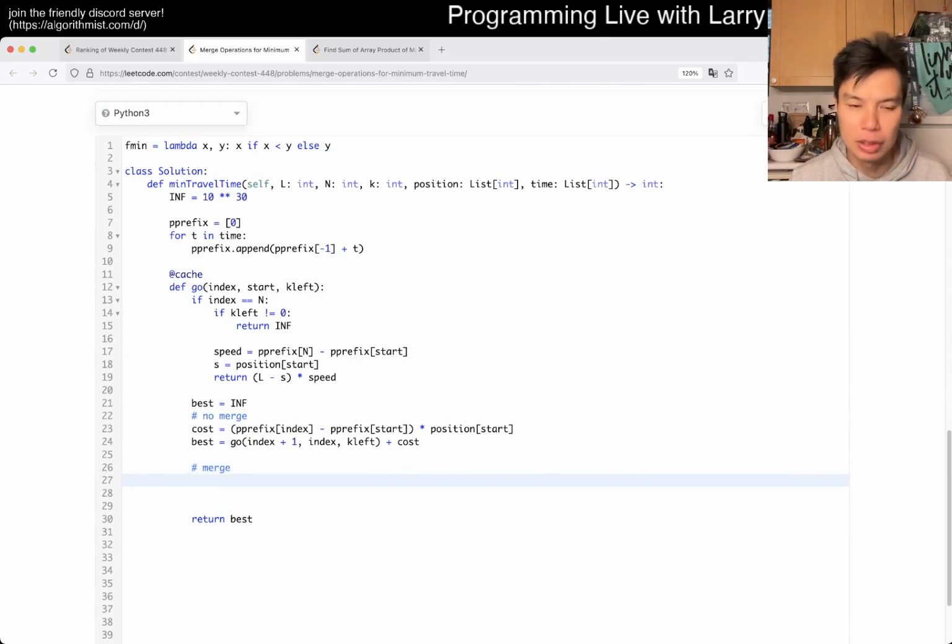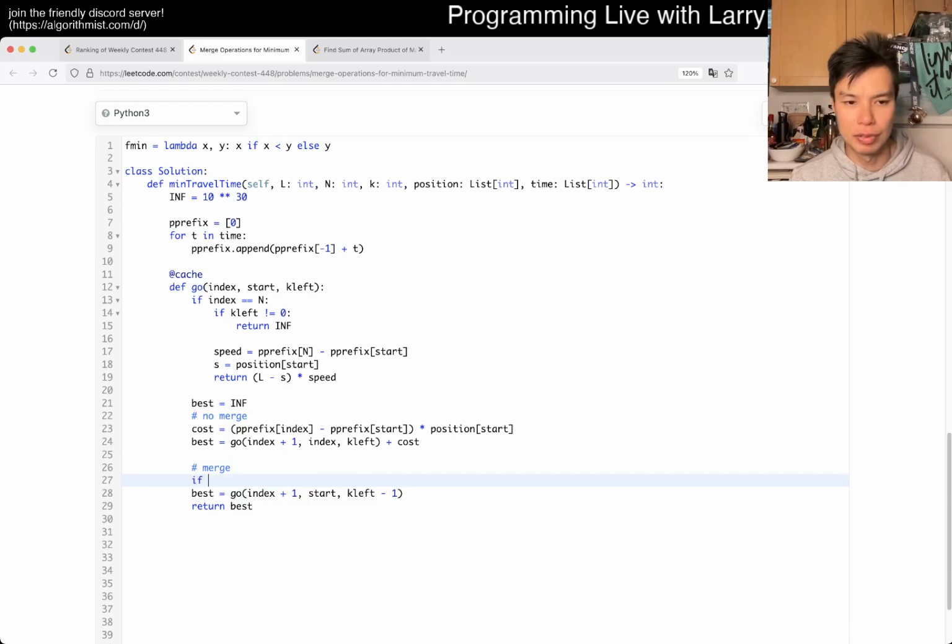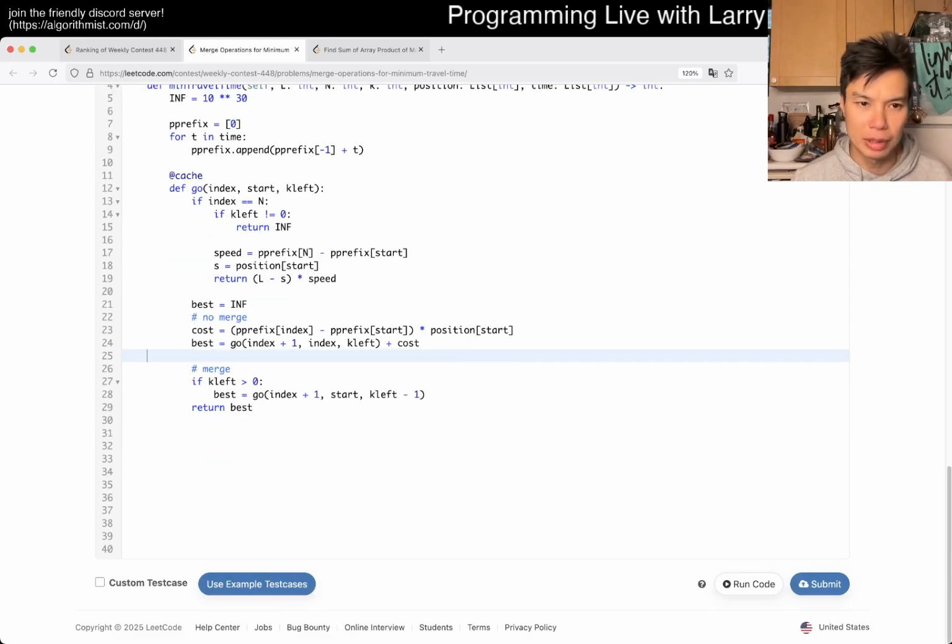Okay, so merge. The cost is going to be free-ish. We just delay the cost. Index +1, we always do. Start, we just keep start. K left -1. And then that's it, right? Kind of. We have to do if k left is greater than 0. And that should be good actually.